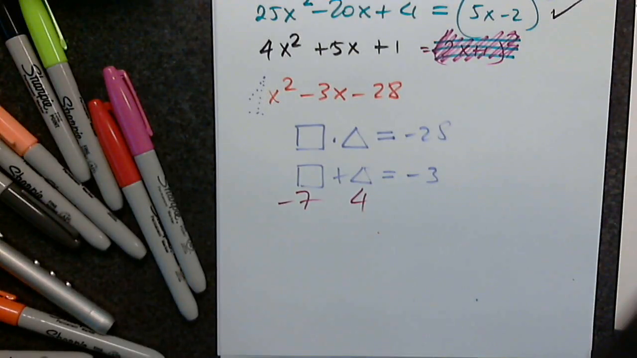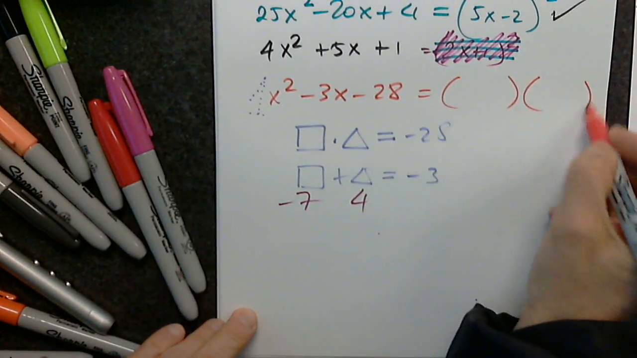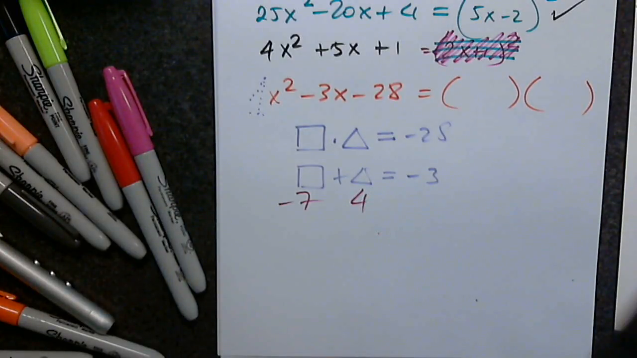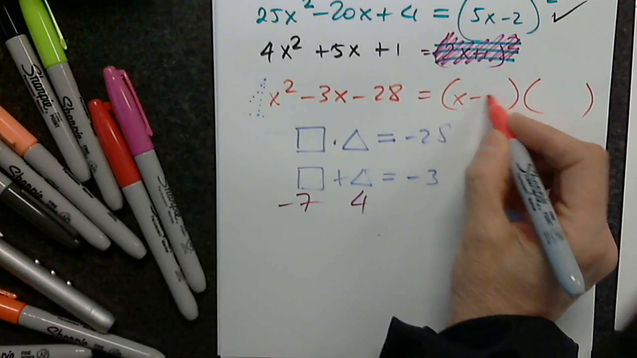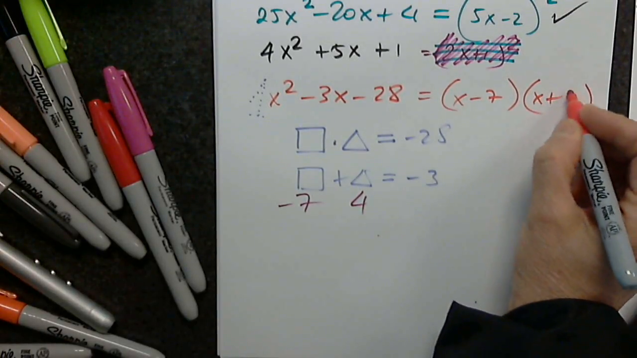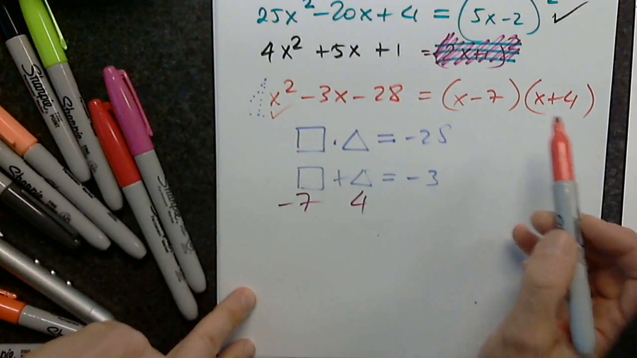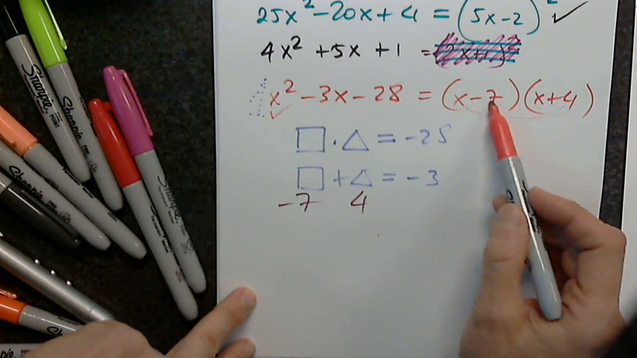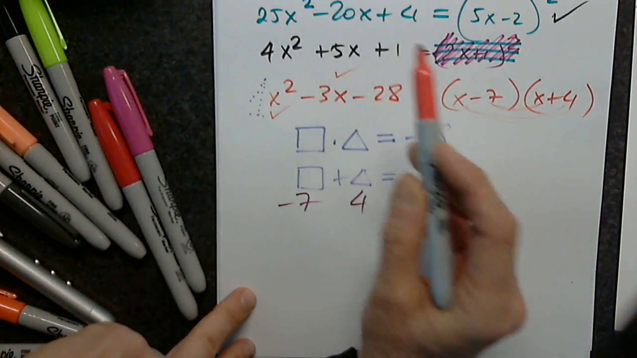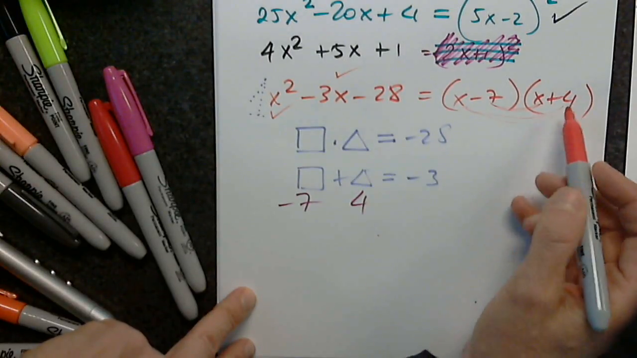So then what is the factor form? X minus 7, X plus 4. That's it. Let's check. X times X squared, check. Positive 4X, -7X, check. -7 times 4, check.